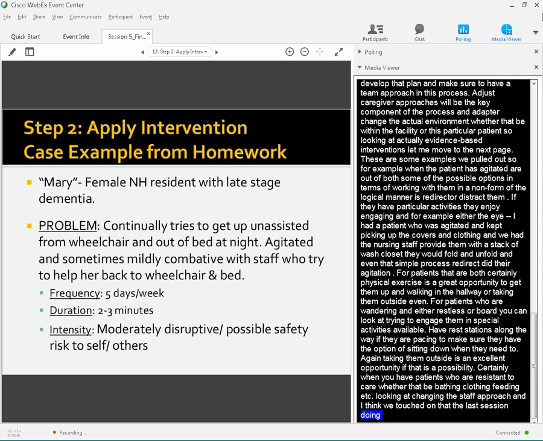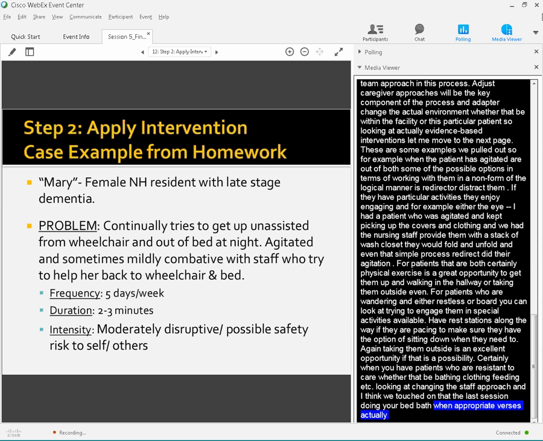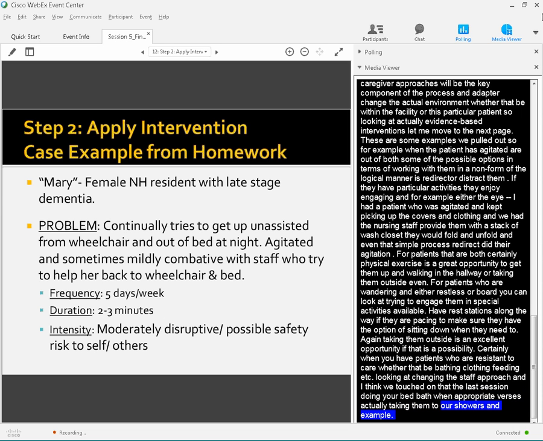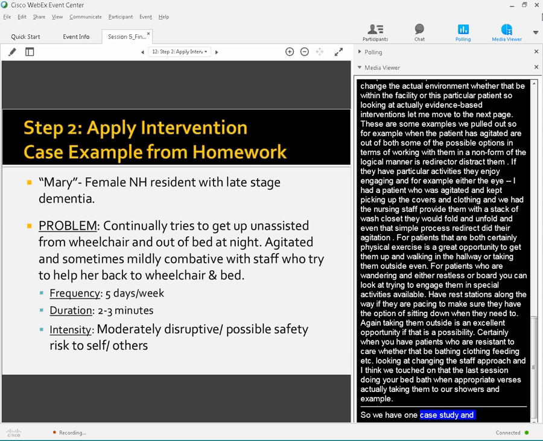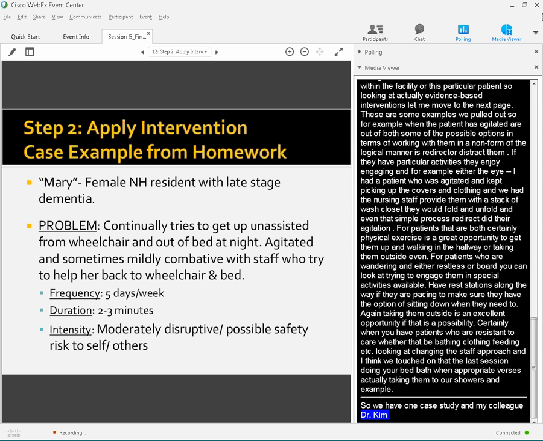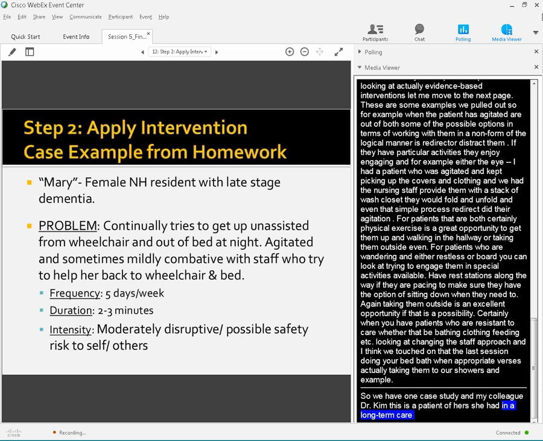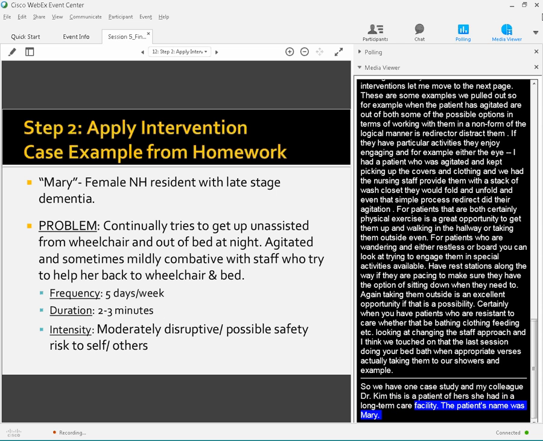So we have one case study, and my colleague, Dr. Kim, this is actually a patient of hers that she had at one of our local long-term care facilities. The patient's name was Mary. And she was a female nursing home resident who was admitted with late-stage dementia.